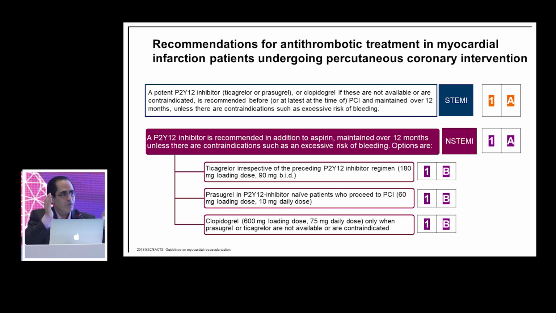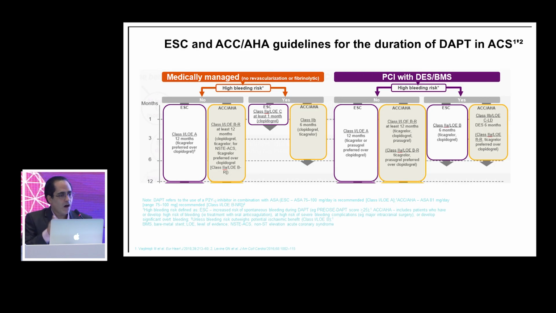If we treat the patient medically and there is a high risk of bleeding, in the European guidelines it's class 2A, at least to give him 1 month, and the American is class 2B to give 6 months. If there is no risk of bleeding and we go to medical treatment, the Europeans show that it's class 1 to give 12 months of ticagrelor over clopidogrel, and the American is class 1 also for at least 12 months.